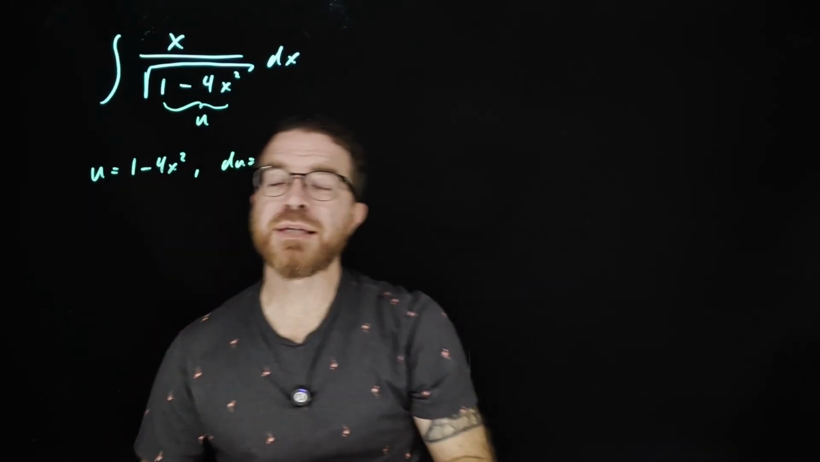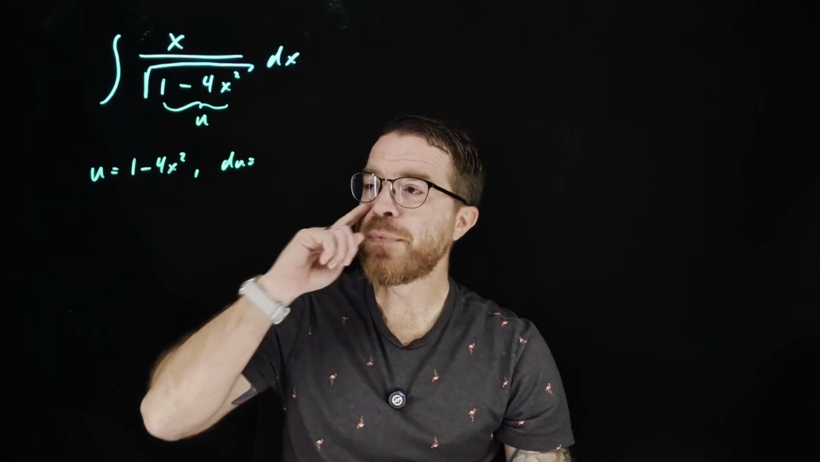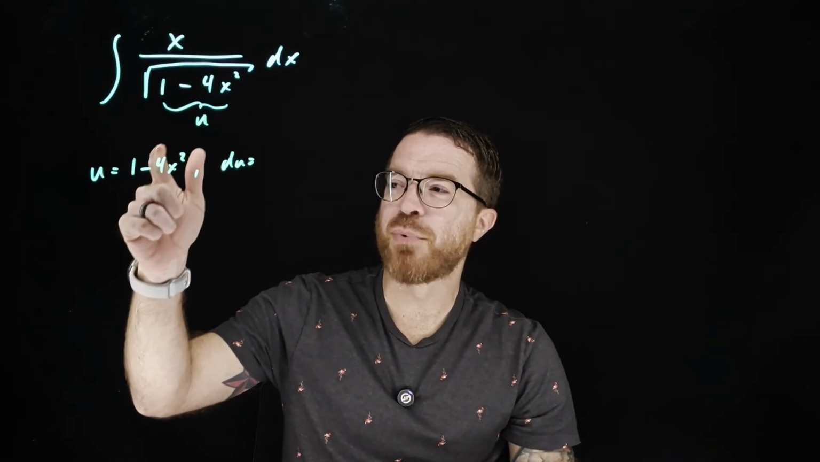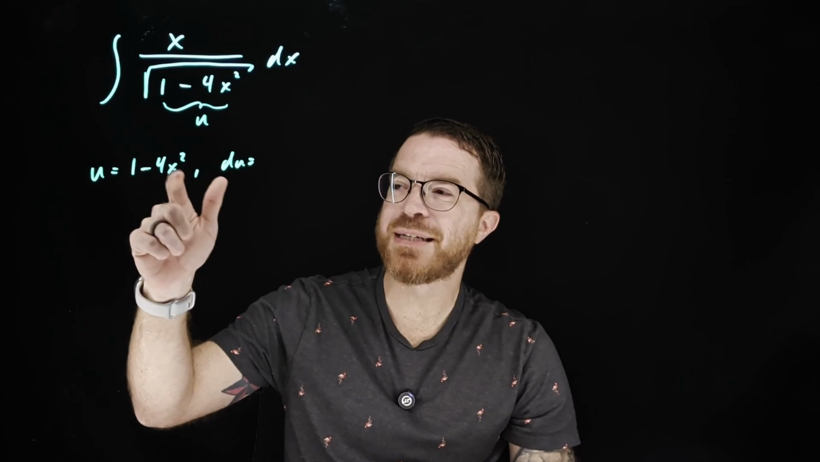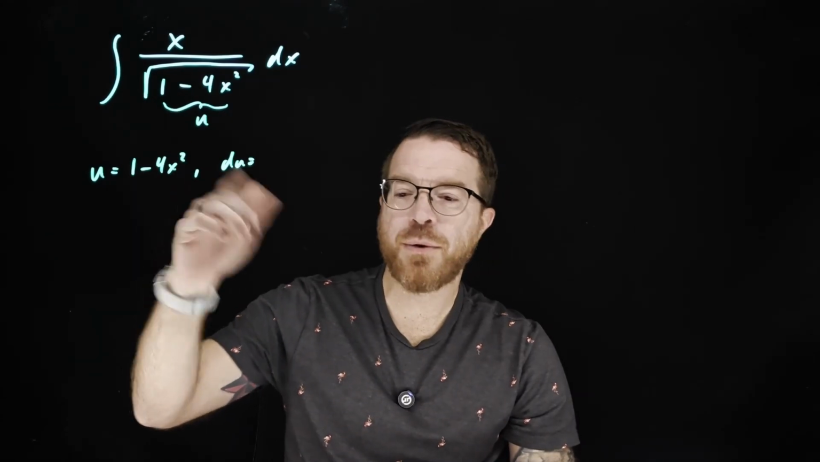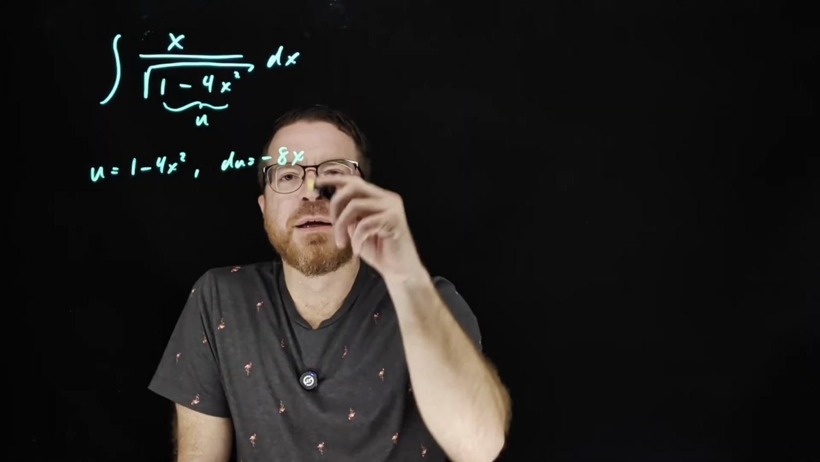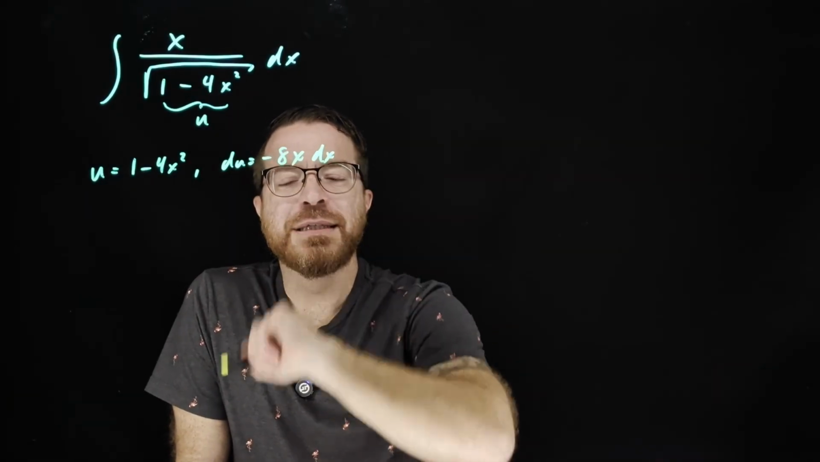So we take the derivative of this, derivative of a constant is equal to 0. We have minus 4x squared. So we take the derivative of x squared, we bring down the 2. Subtract 1 from the power, we're going to get minus 8x. And then we need to also include our dx.